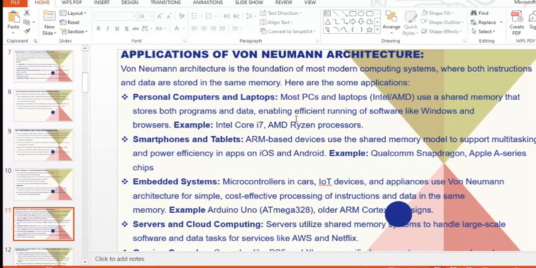Yeah, so here the applicability is this. For the von Neumann architecture, given the personal computer system or the laptops, most of the PCs and laptops, like those from the manufacturers Intel and AMD, use what we call shared memory that stores both the programs and the data, enabling efficient running of software like Windows and the browsers. For example, the Intel Core i7 and AMD Ryzen processors.